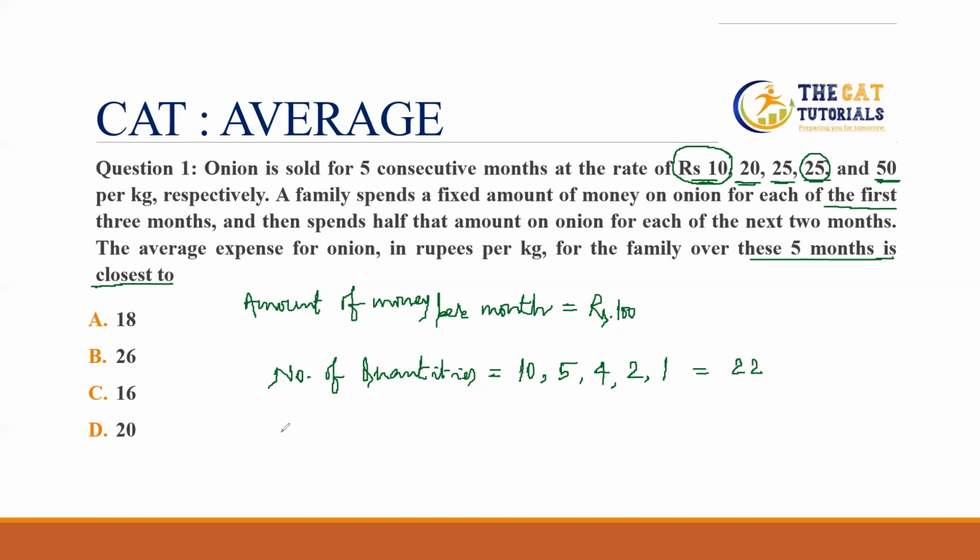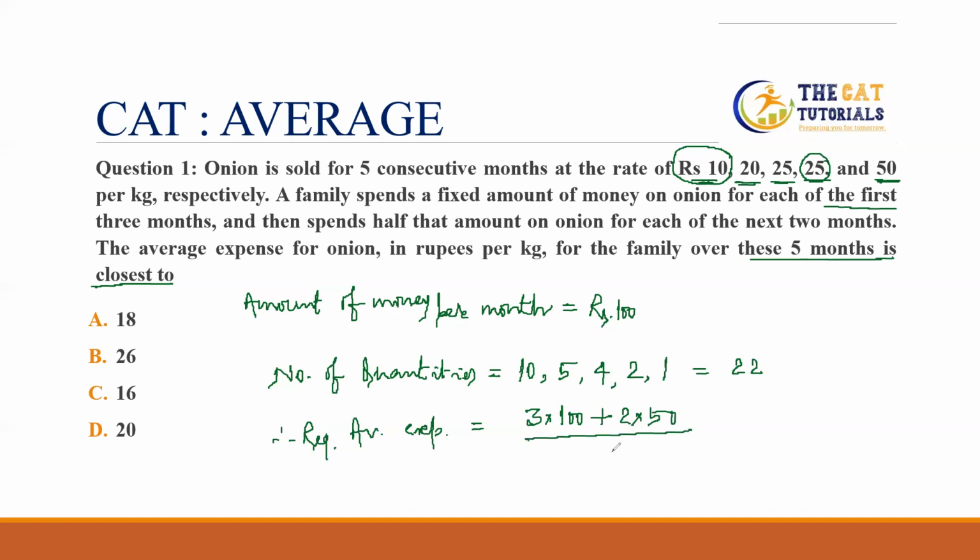So right now we can calculate the required average expense. At first we have to take the total amount of expenses. The total amount of expenses is 3 into 100, plus in the next 2 months, 2 into 50. This one is divided by how much?